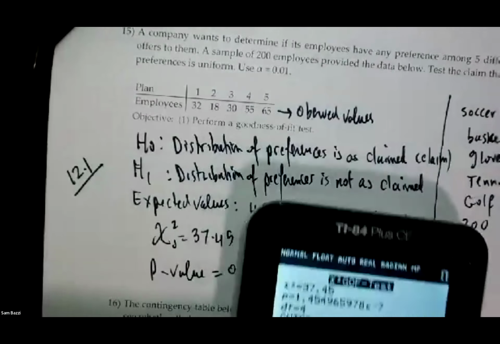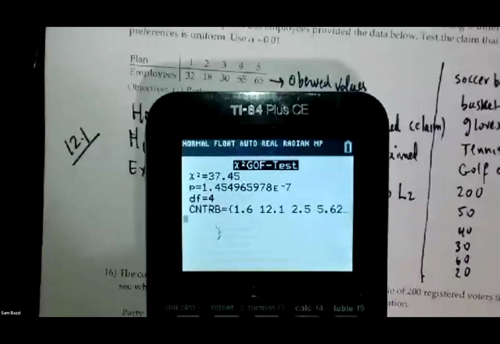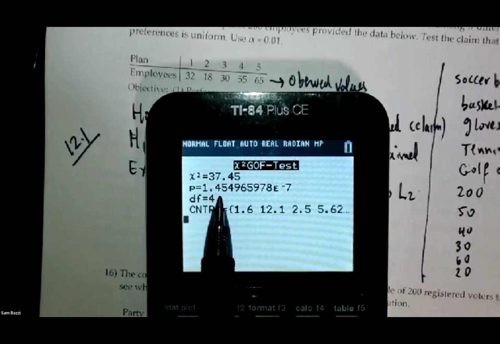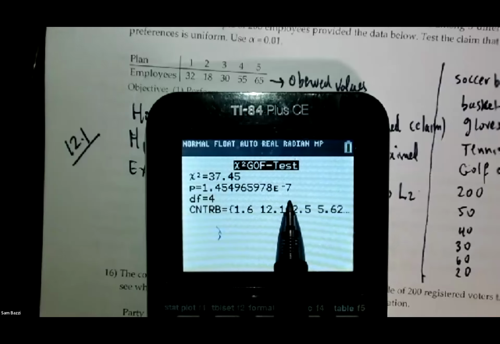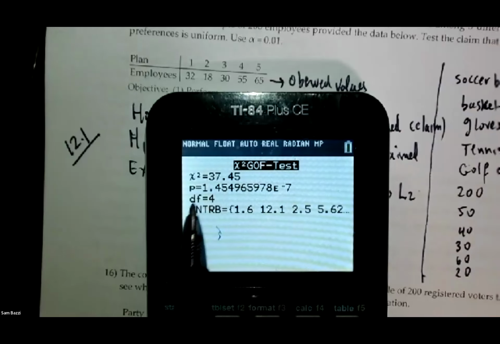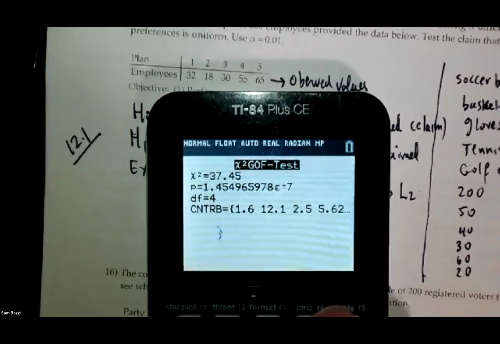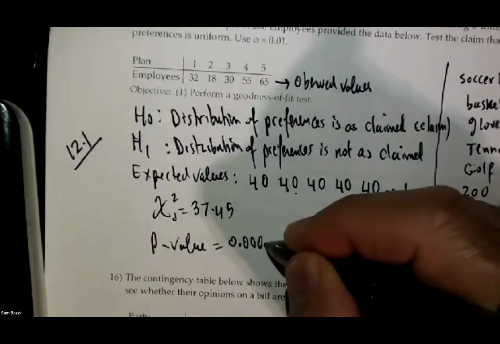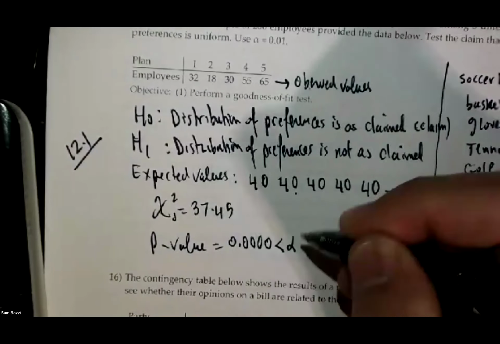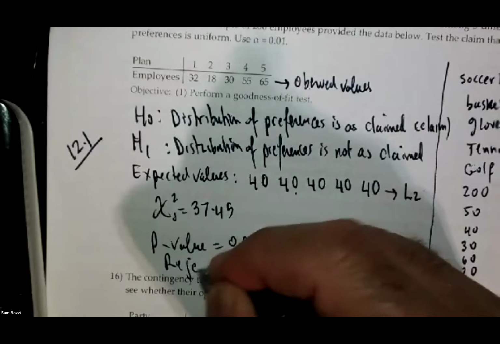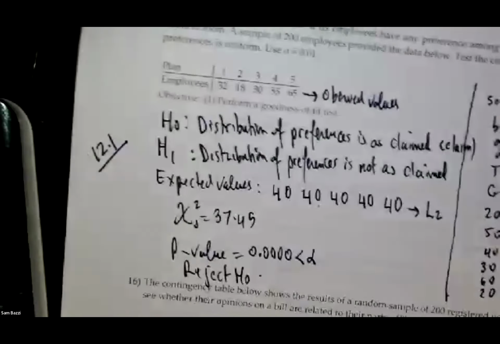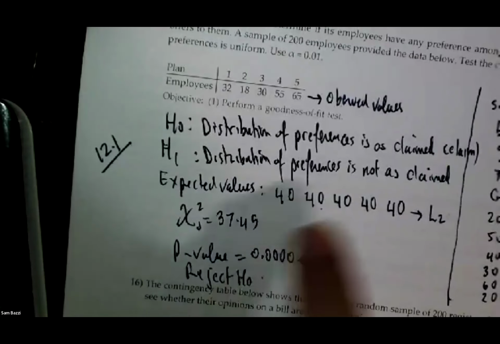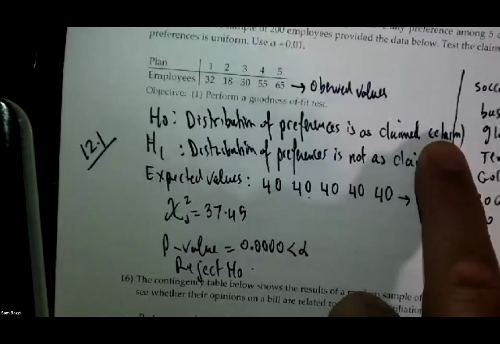Okay, look at the p-value, guys. I don't want you to be confused here. It's not 1.45. There is an E-7. E-7, guys, means you have to move the decimal 7 digits to the left. So it's going to be 0. Don't ignore the E, guys, which is less than alpha. We reject H0. And we reject H0, and the claim happened to be H0, so we reject the claim.